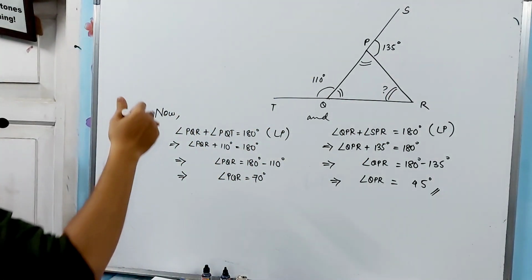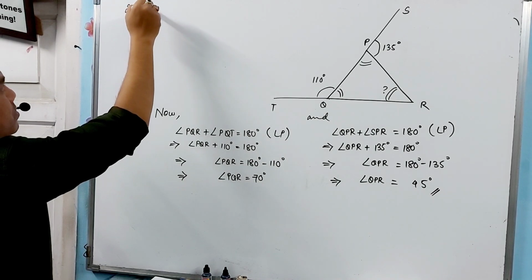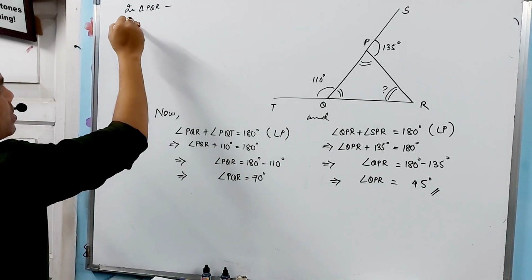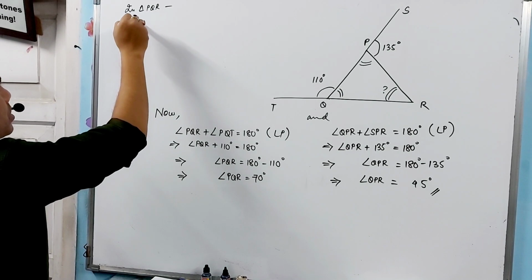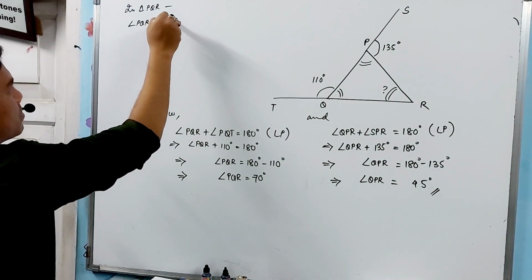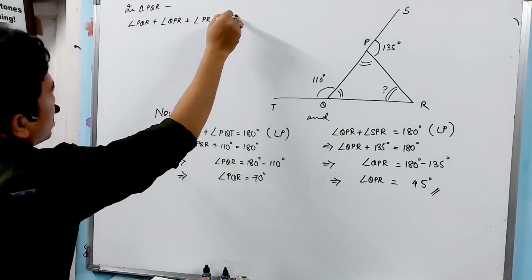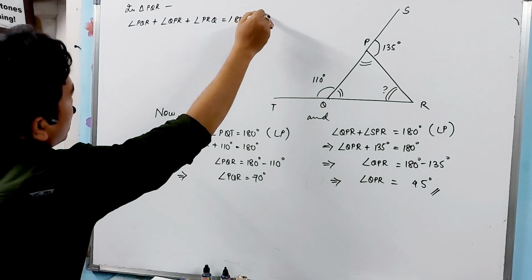So in triangle PQR, by using the angle sum property, angle PQR plus angle QPR plus angle PRQ will be equal to 180 degree according to angle sum property.